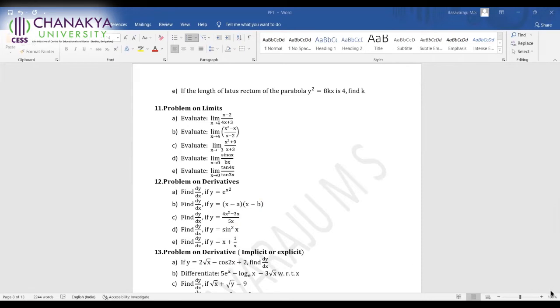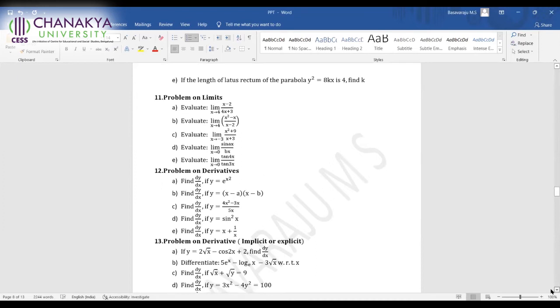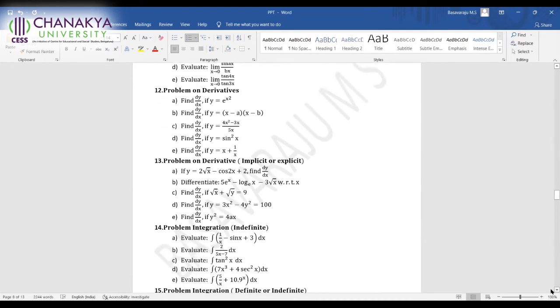Hope you are also familiar with implicit and explicit functions. Whenever the problem is not in terms of y alone, but in terms of a combination of both y and x, what are you supposed to do? Differentiate straight away to calculate dy by dx and group it out.